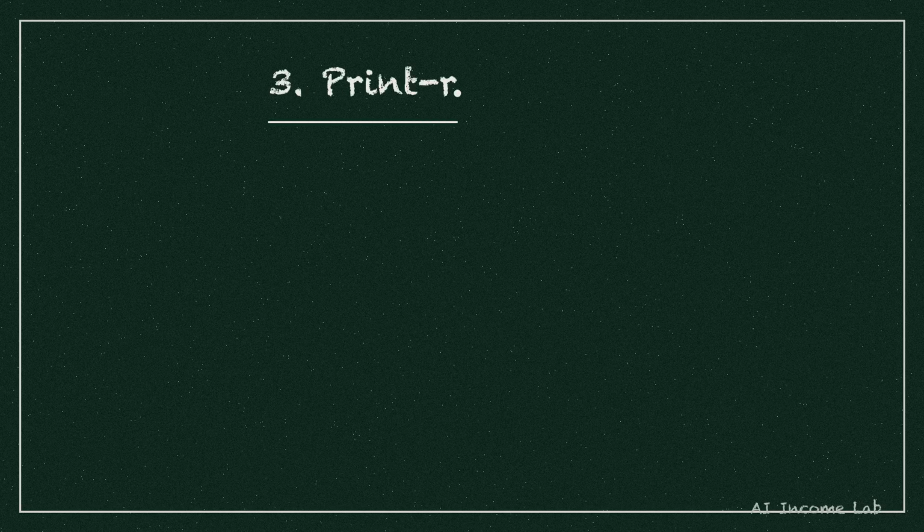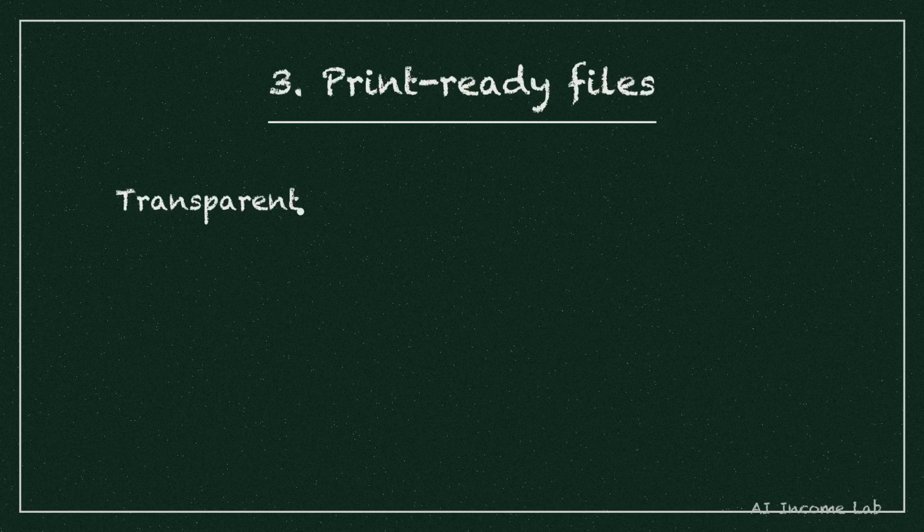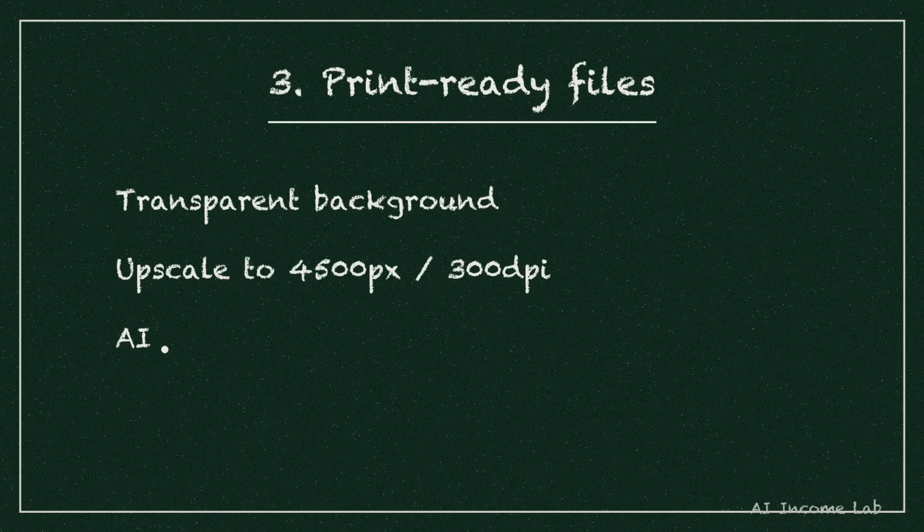Step 3. Make it print-ready. Remove the background, fix the weird details, and upscale to around 4500 pixels at 300 dpi with a free upscaler. The catch: raw AI output prints badly, and AI text is often misspelled. You are the final proofreader.